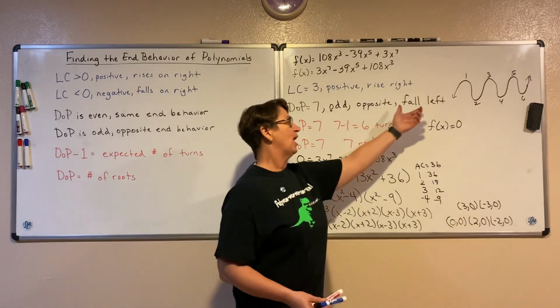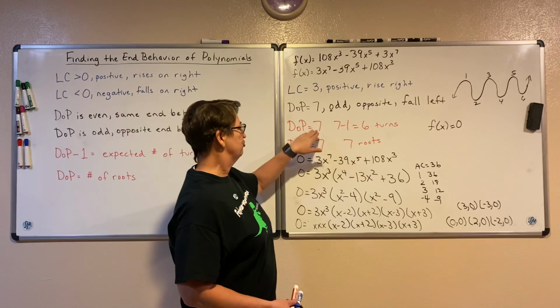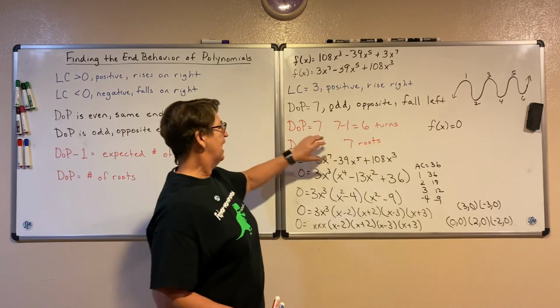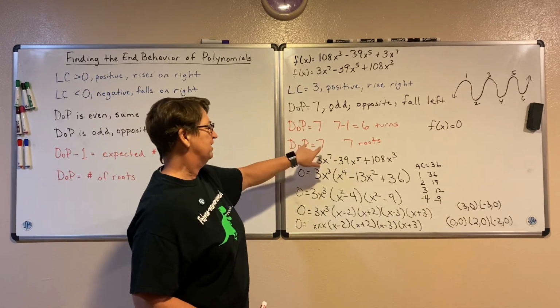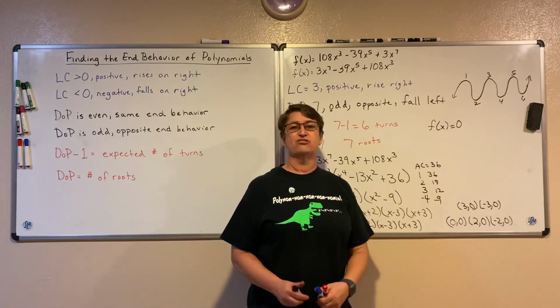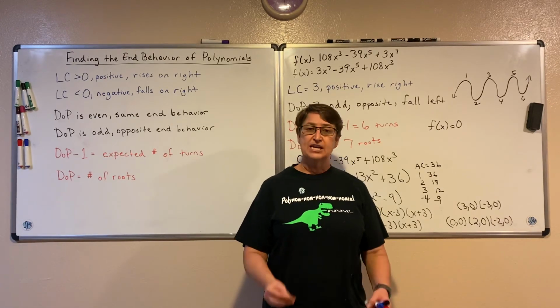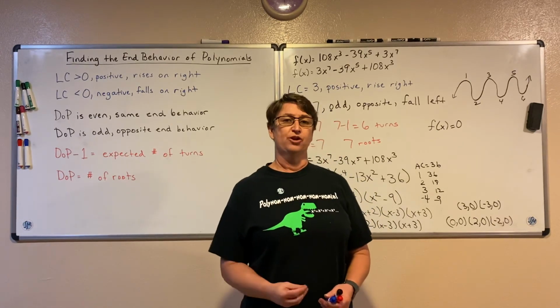And then from that, what's happening on the left? Then the number of terms is your degree minus 1, and the number of roots is equal to the degree of the polynomial. And then you're able to sketch it based upon that. So there are some examples of finding the end behavior from your polynomials.